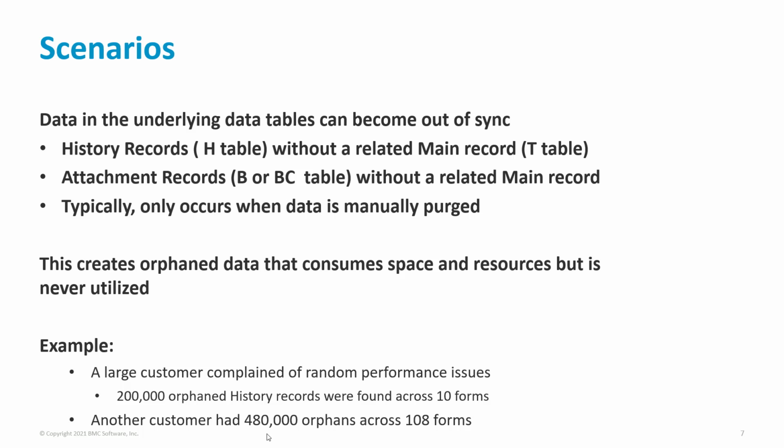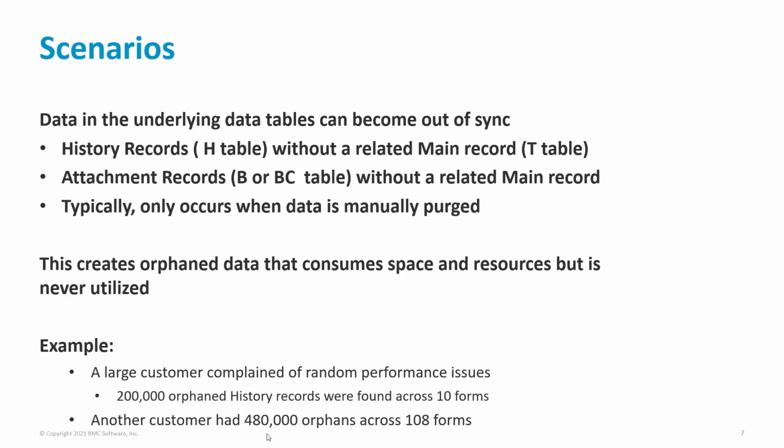And this actually does happen. We've had several scenarios recently. One large customer complained that they had random performance issues. And as we started looking at their database, we noticed that in their system, they had 200,000 orphan history records across 10 forms. In the entire database, 200,000 records may not seem a lot, but for the particular forms that they were running against, when the users were doing a get entry or opening up a record to look at the record, the history tables were being accessed, and the queries to the history tables were taking an inordinate amount of time. And so it did turn out that having these orphan records was causing a performance issue.